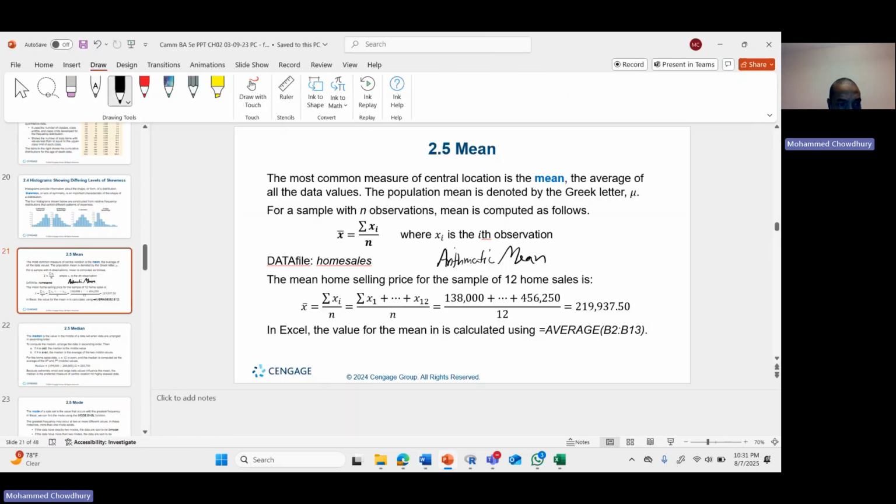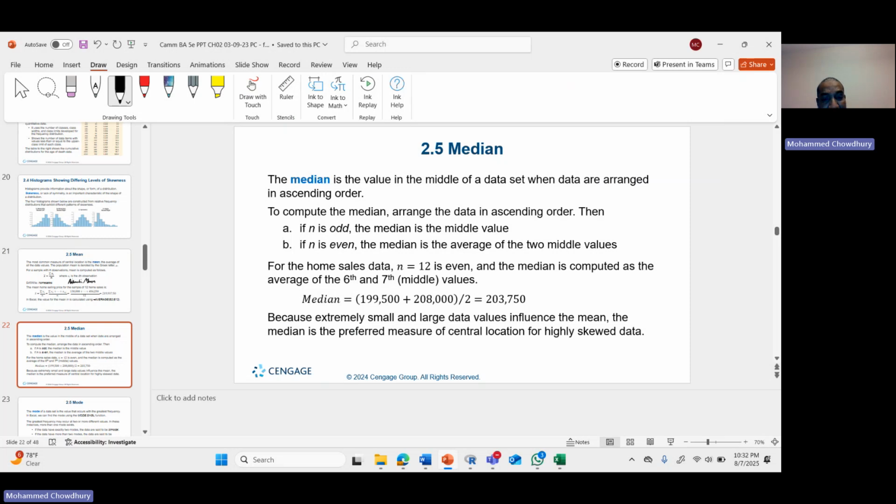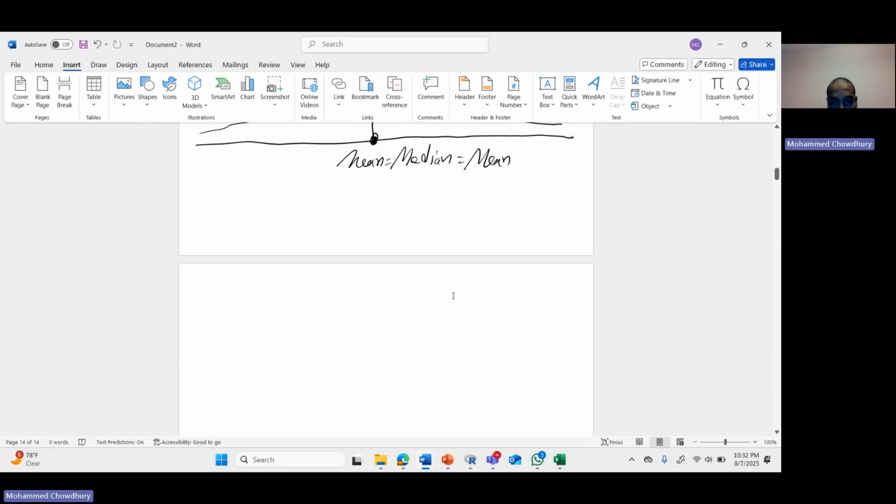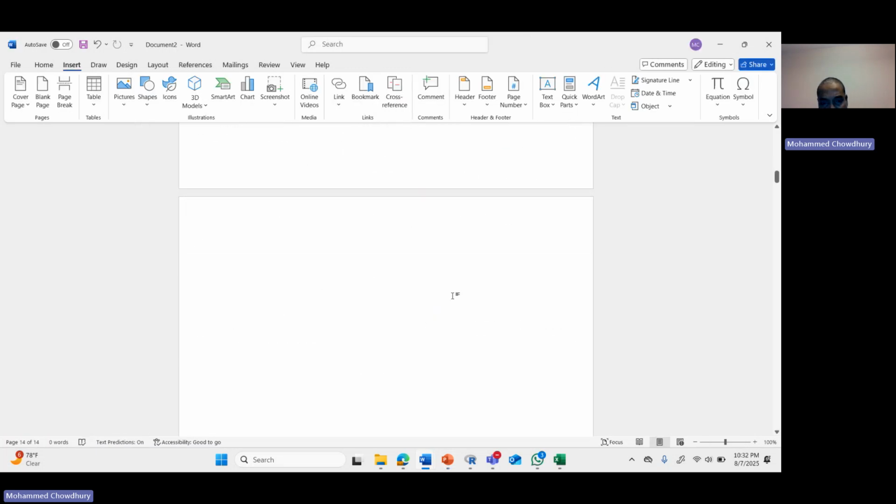Mean is done. Now, median equal to what? Median is the middlemost point. Let me put 6, 7 numbers like 10, 5, 9, 16, 13, 8, 5. So these are the numbers. I want to arrange them in ascending order: 5, and then again 5, then 8, then 9, then 10, then 13, then 16.